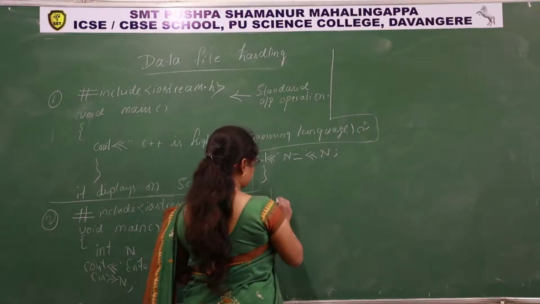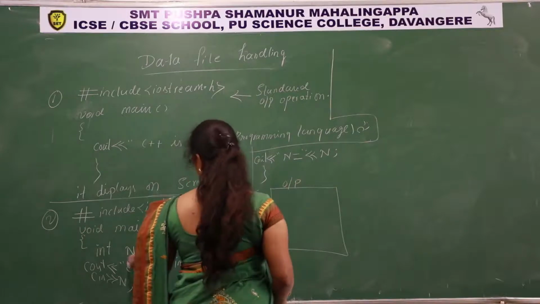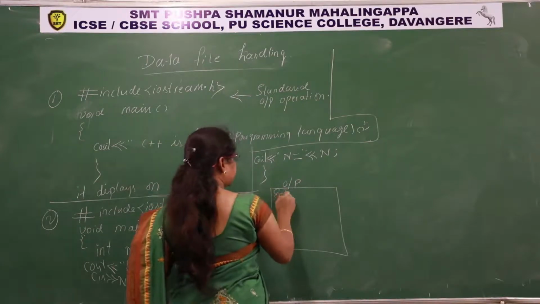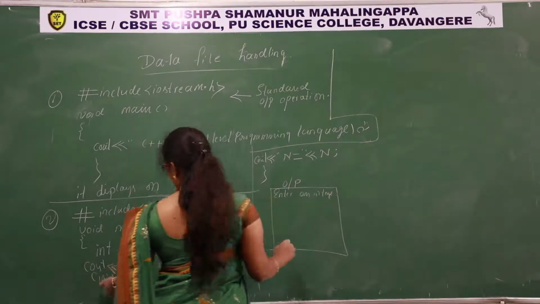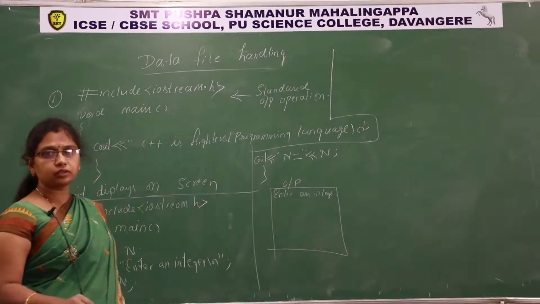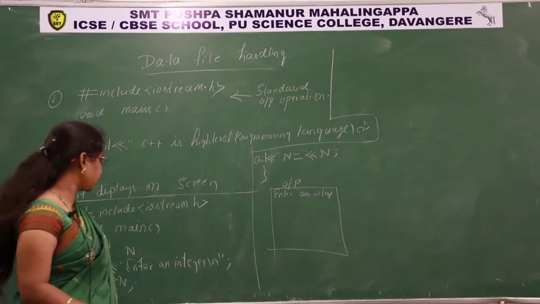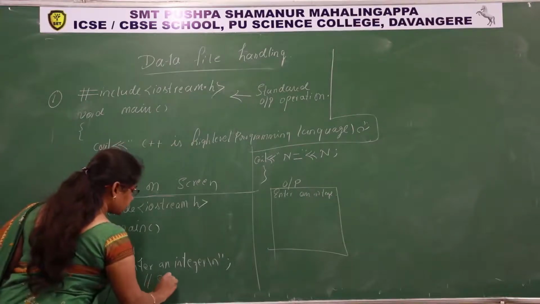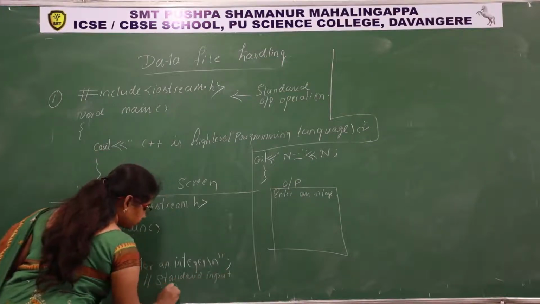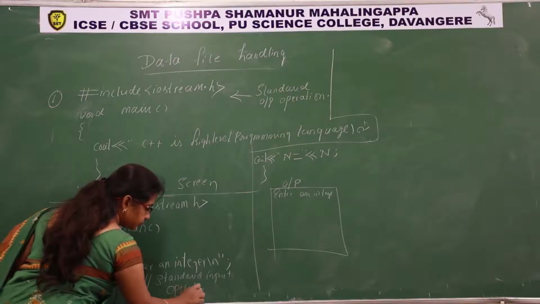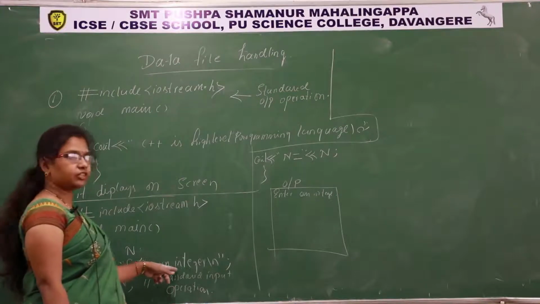So on the output screen, first "Enter an integer" will be displayed. The cin statement is a standard input statement, so it allows the user to enter a value. What operation is going on here? Standard input operation. Understood? So this is called documentation.